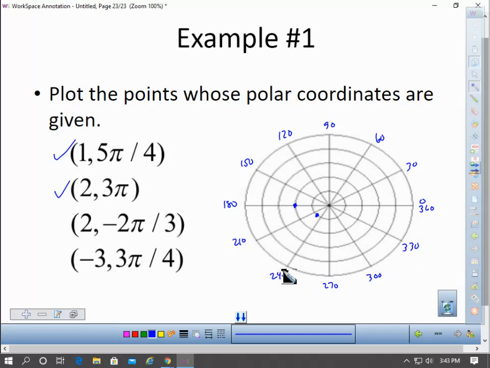And then I'm going to be at positive 2, so I'm still going to be on this side. So I'm right here. I'm going negative 120, and then I'm at positive 2. All right, so we've done that one.